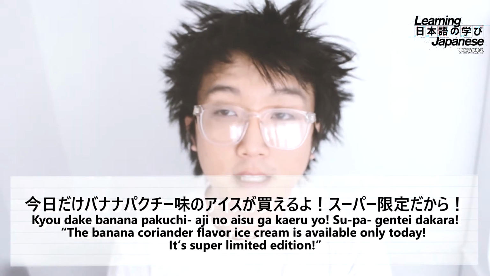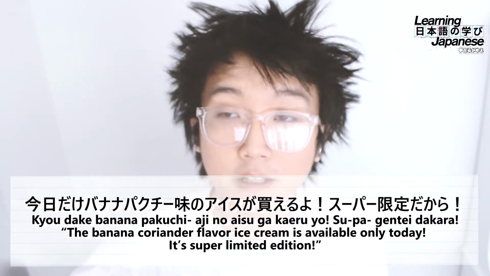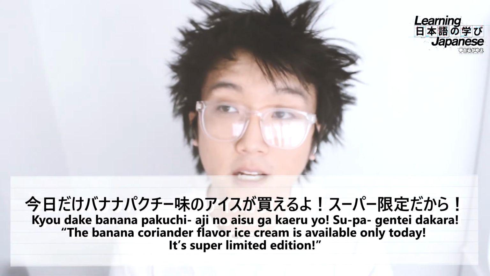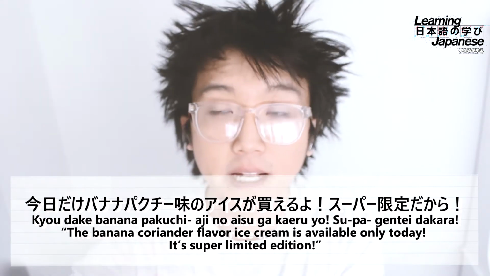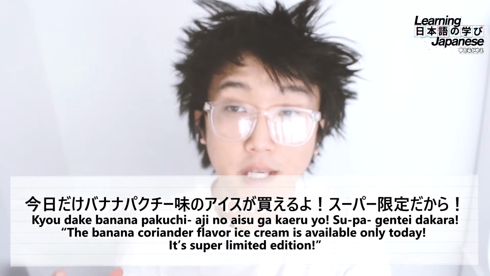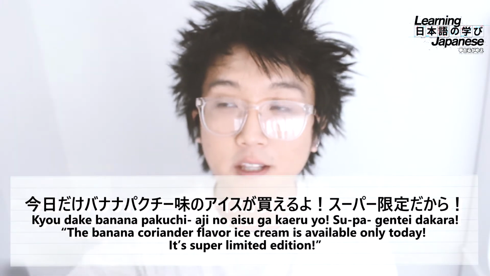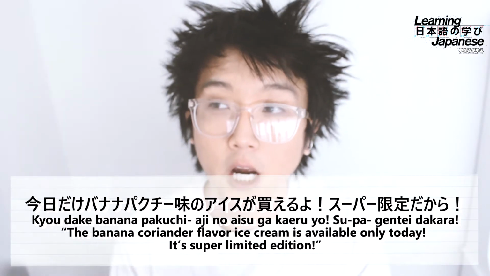Let's move along with the sentence and we get this slew of words that's actually just part of one grammar pattern. It's just describing this thing. Banana pakuchi 味のアイス is going to be banana coriander flavor ice cream. This is a noun of a noun modification using two nouns, in which the first noun is this compound noun. It's banana pakuchi aji. This means banana coriander flavor.